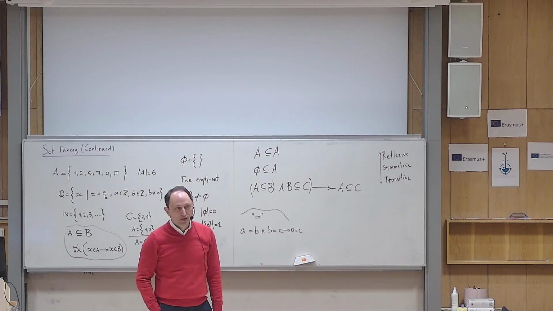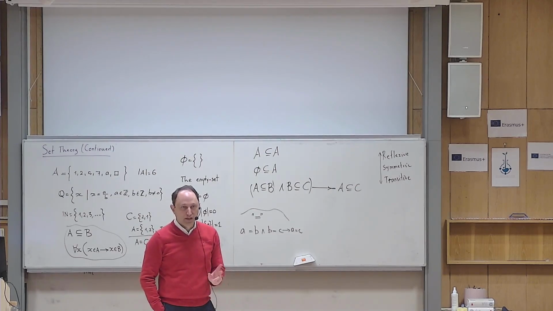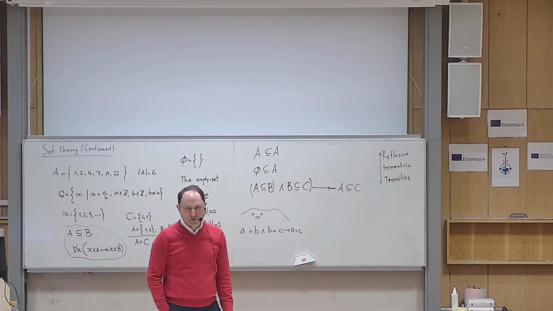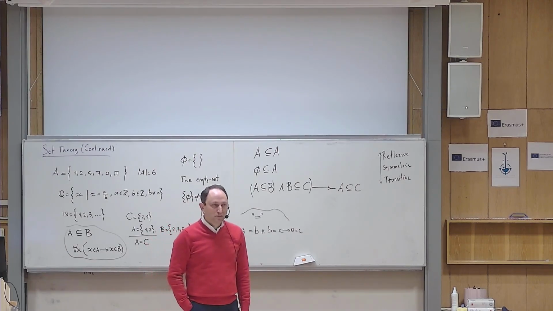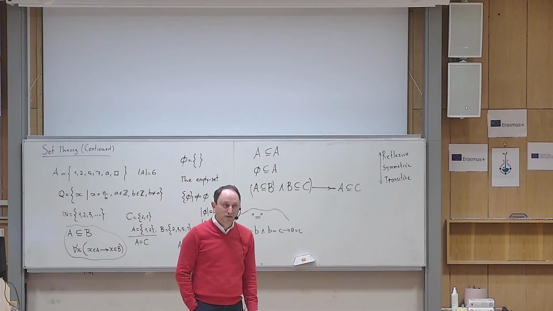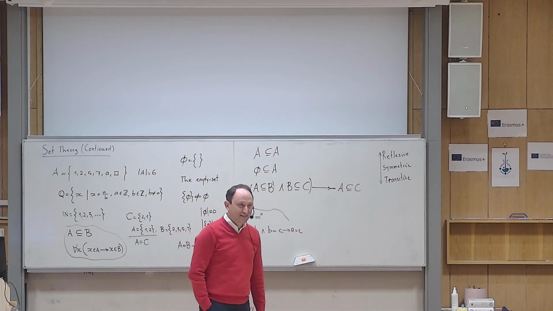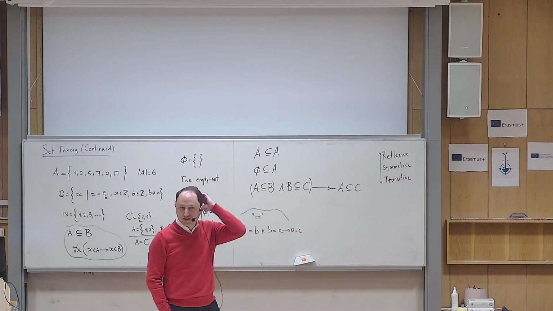For example, brotherhood. It's also a relation among humans. So is brotherhood reflexive? No. Symmetric? If I am your brother, you might be my sister. So that is sisterhood. So brotherhood is not symmetric.